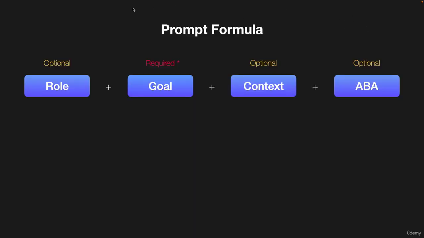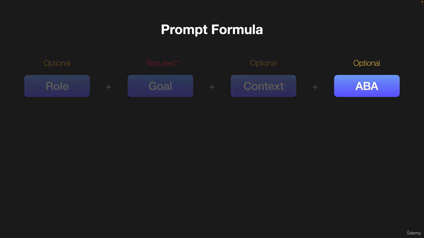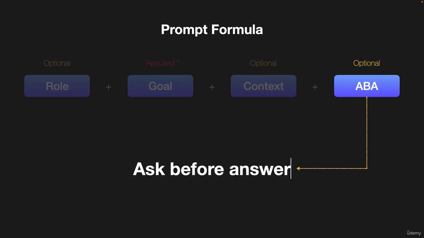All right, so here is the prompt formula that we had earlier. We talked about role, we talked about goal, we talked about context and different types of it. Now it's the last element, ABA. So let's see what it is. ABA stands for ask before answer.